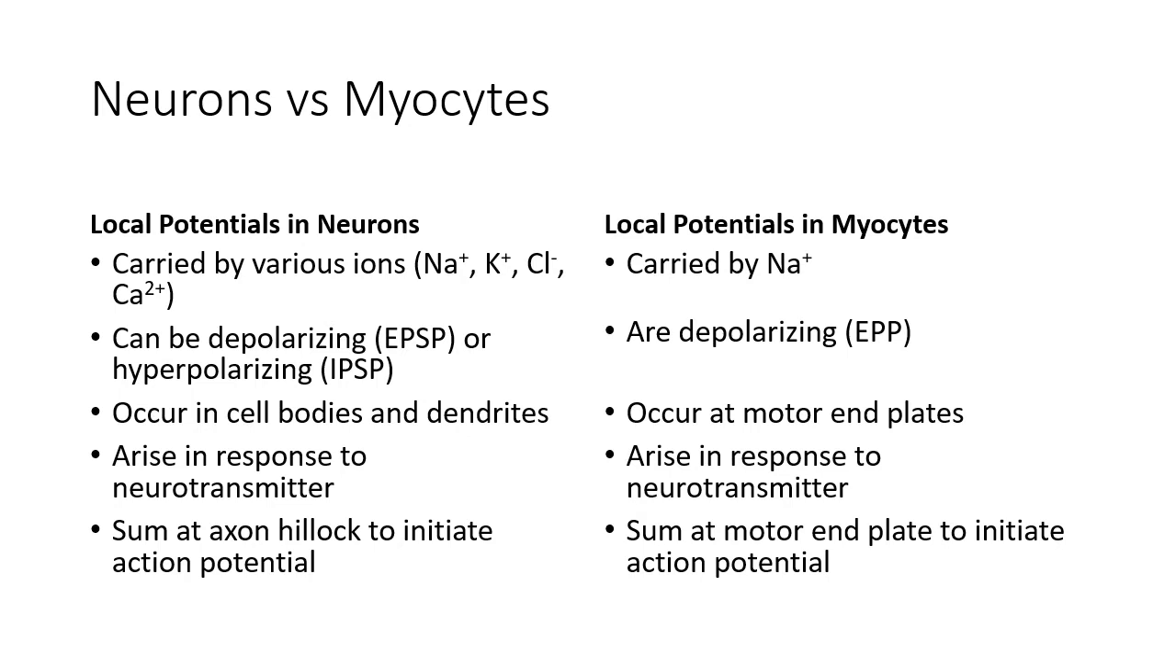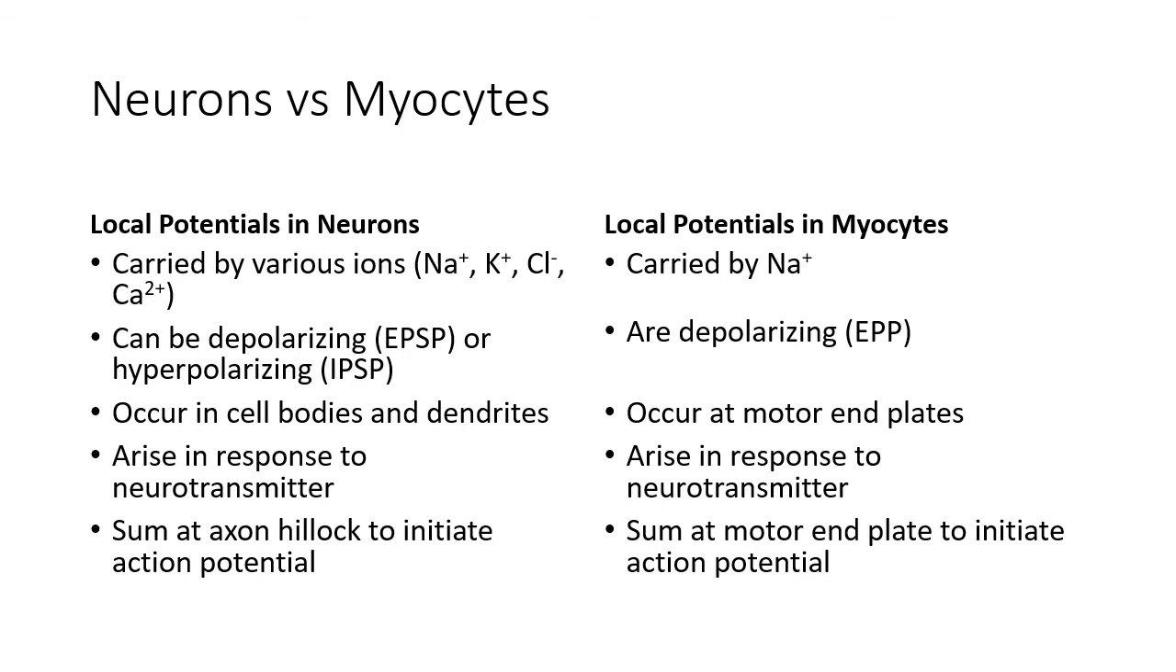In neurons, they can be depolarizing or hyperpolarizing. If they're depolarizing, we call them EPSPs, or excitatory postsynaptic potentials. If they're hyperpolarizing, we call them IPSPs, or inhibitory postsynaptic potentials. But in myocytes, we only have one type of local potential carried by the sodium ion. It's always depolarizing, and we call it the end plate potential, or EPP.